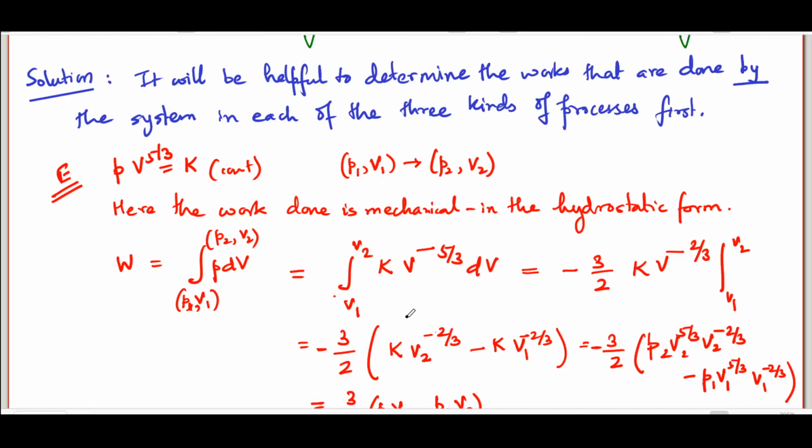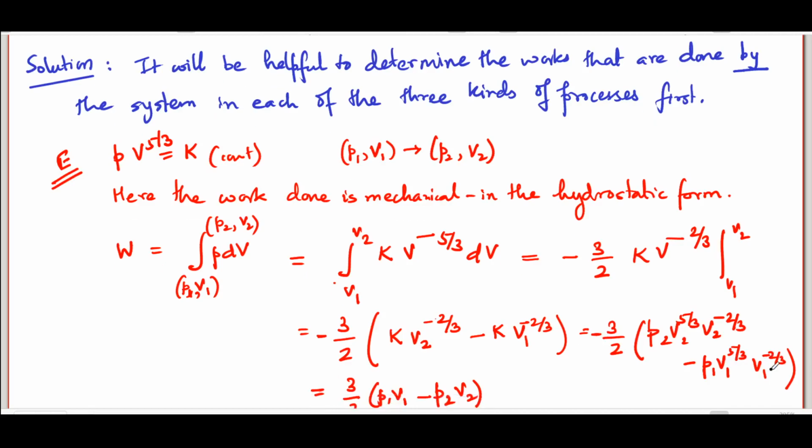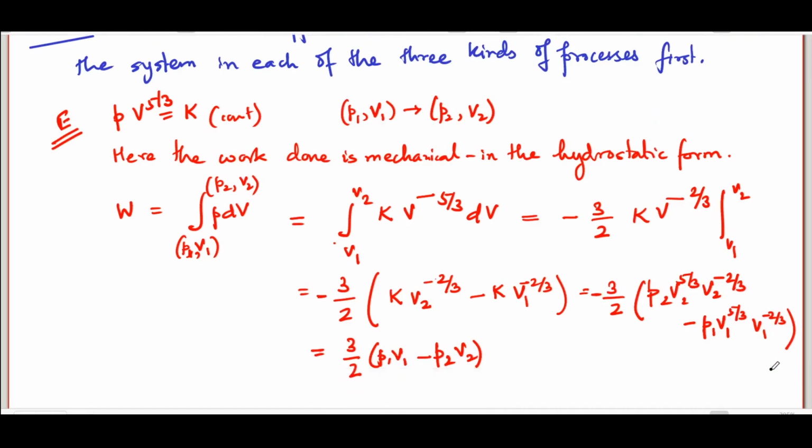And what we are going to do now is play a little trick. In this part of the expression, I'm going to replace K by P2 V2 to the power 5 by 3. That's what I've done here. And in this part, the second term, I'm going to replace K by P1 V1 to the 5 by 3. And it's easy to see why we are doing that. Here the two volume terms combine to give you V2 to the power 1. And here they combine to give you V1 to the power 1. So your result becomes very, very simple.